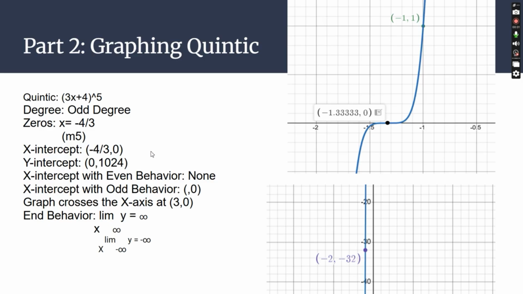When x equals 0, we get 1,024. Quintic functions have an odd degree, so the left end of the graph falls and the right end rises. This particular graph behaves similarly to a stretched out cubic, but with a much sharper rise due to the fifth power.